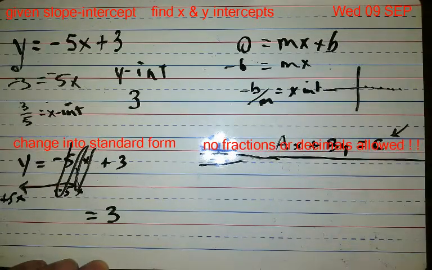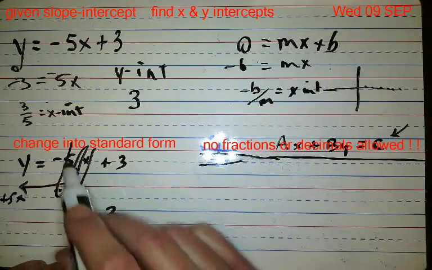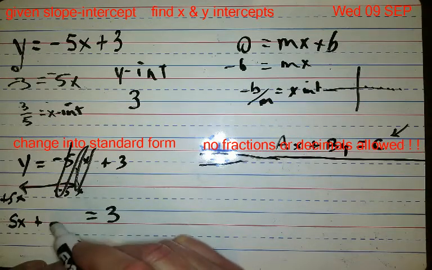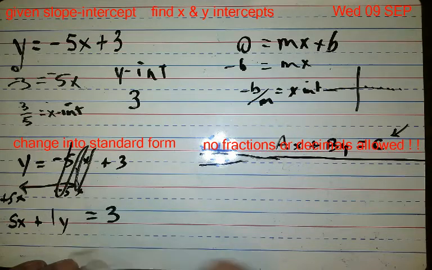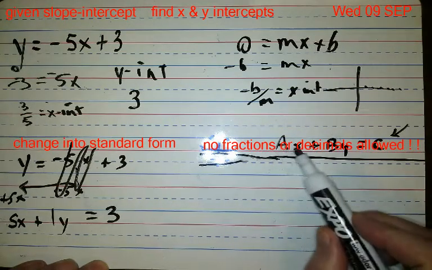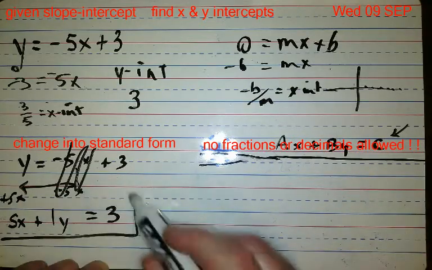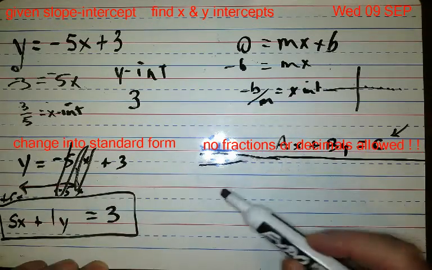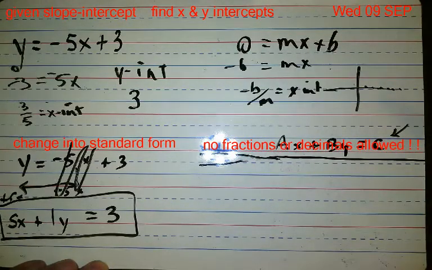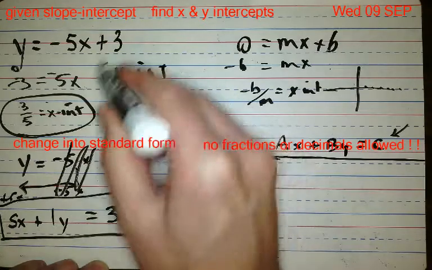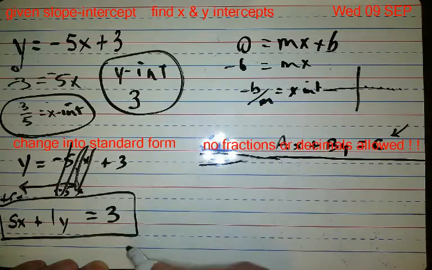See, I want the number at the end to be by itself. And then I have 5x plus y. In fact, you can write 1y. So it looks just like this. There's a number in front of x, a number in front of y, and then a number at the end. This is standard form for that equation. So we did everything. We found the x-intercept, we found the y-intercept, and we found standard form. That's all we had to do.